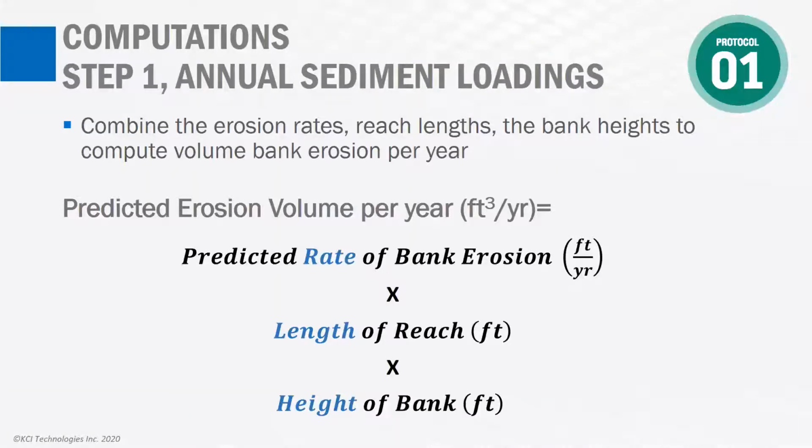So once the erosion rates for each bank segment have been determined, those rates need to be converted to volumes using the other data collected during the BHI analysis, so the length of each reach and the height of each bank. So multiplying those three values together gets us the volume of bank estimated to erode each year.